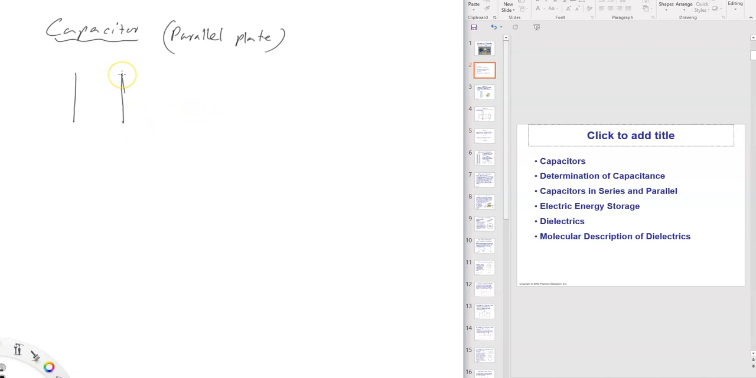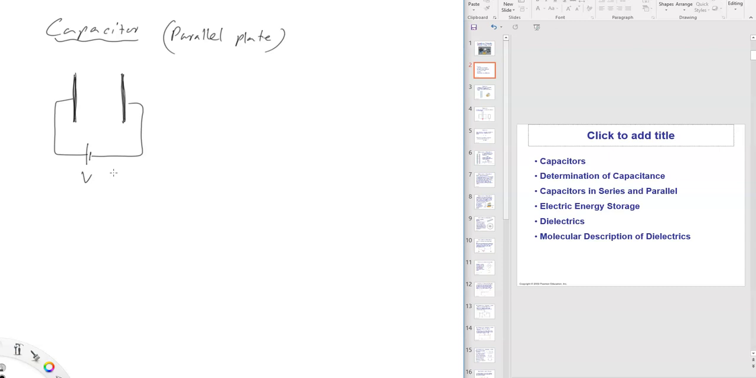So initially there's no charge, right? Two neutral metal plates, like imagine two pieces of aluminum. You place them in front of each other with some gap, and then you connect this to a battery. The battery voltage, let's say V.